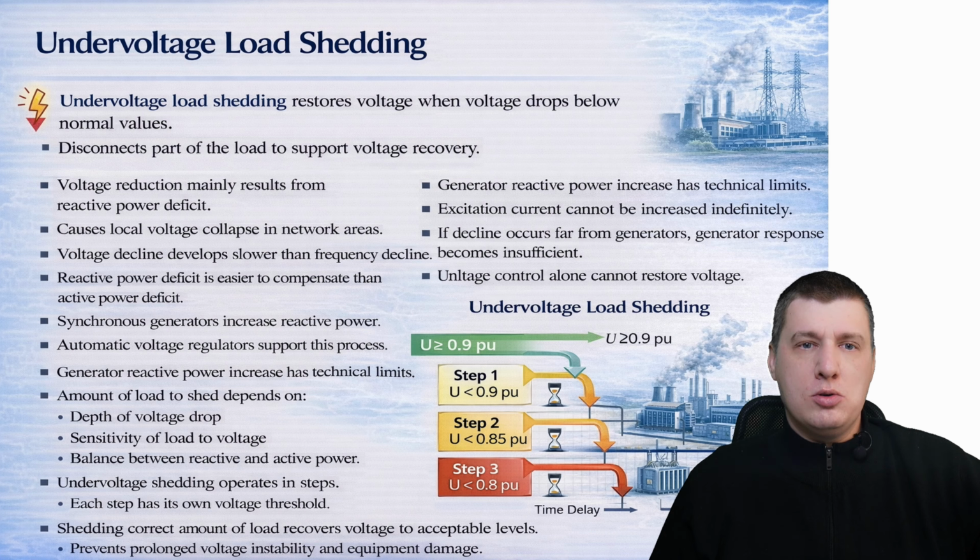Under-voltage load shedding operates in steps. Each step has its own voltage threshold and time delay. By shedding the correct amount of load, voltage recovers to acceptable levels. This prevents prolonged voltage instability and equipment damage.